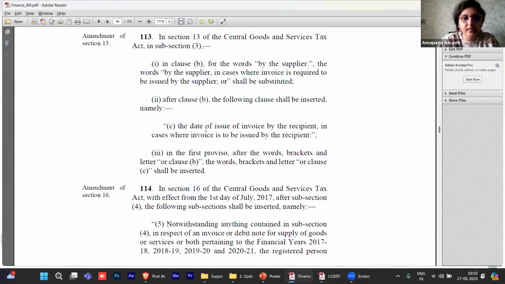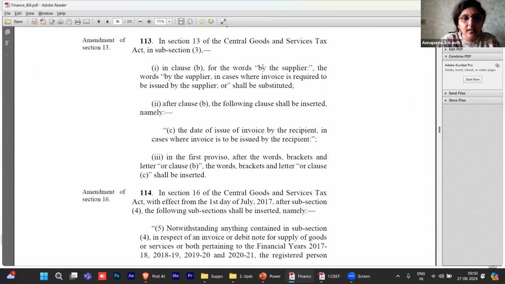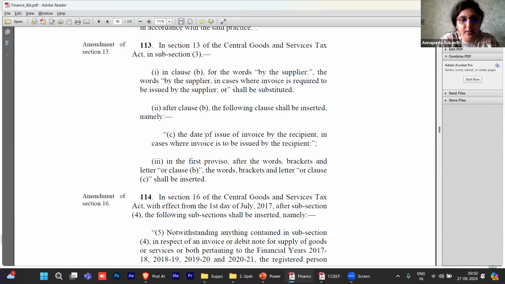So if we look here, it says in clause B, by the supplier, in cases where invoice is required to be issued by the supplier, or there is a clause C which is inserted: date of issue of invoice by the recipient in case where invoice is to be issued by the recipient. It only says date of issue, which is more like the actual date of issue of invoice. So isn't it giving control to the recipient to decide the time of supply for RCM, where he is required to raise a self-invoice?